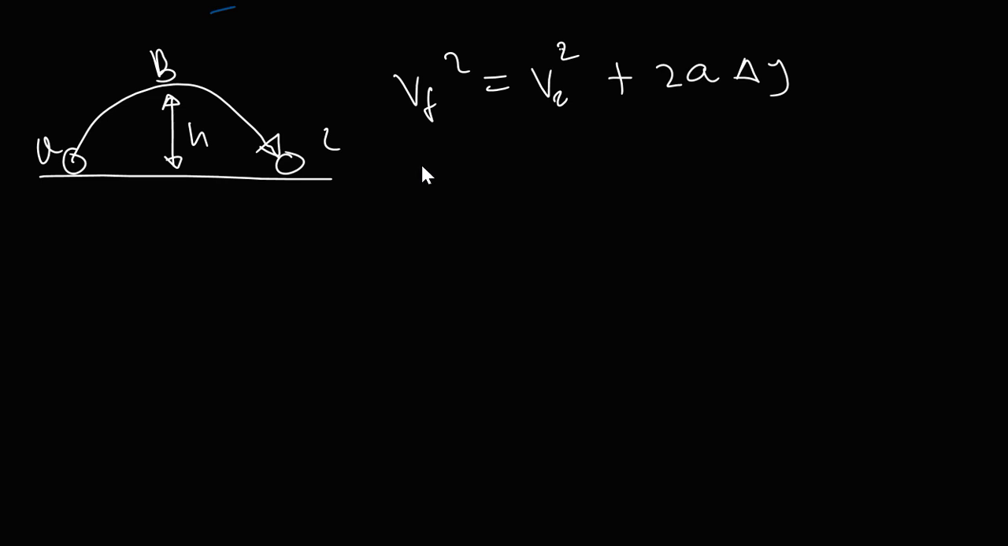So we should be looking at v along y final squared is equal to v along y initial squared plus 2 acceleration along y, and displacement in y. Let me just call it displacement h, because we know what we're talking about. We want to find h. So we can find the height now, because we know v final here along the y-axis is 0.